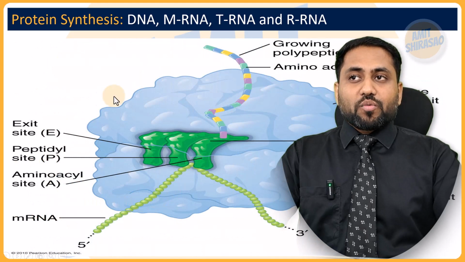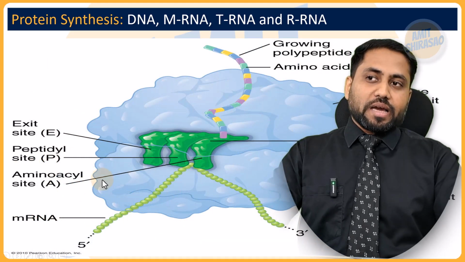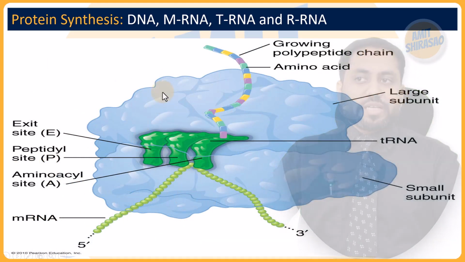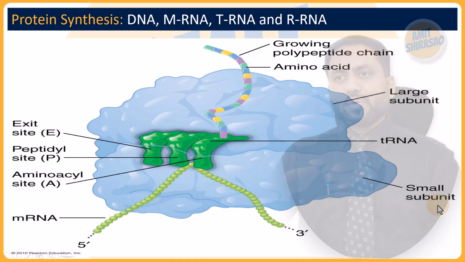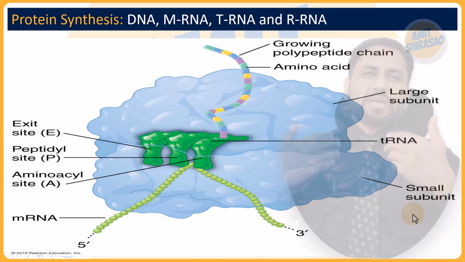Okay, now what is an rRNA? rRNA is something like this. It has this bigger sphere and this smaller sphere. This is called the large subunit, and this is called the small subunit of the ribosome. Okay, so ribosome means rRNA.